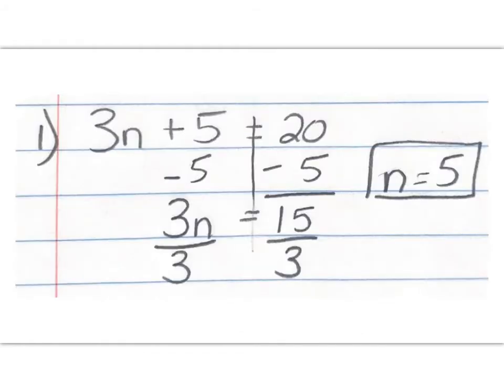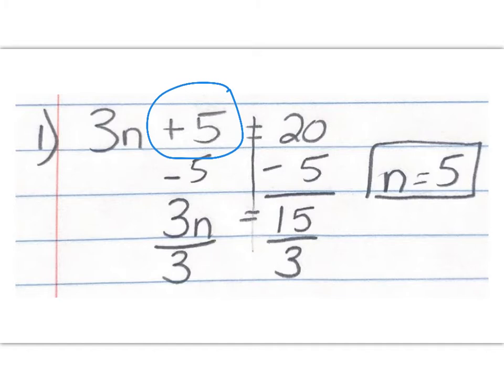Problem number 1, I have 3n plus 5 equals 12. Our first step that we need to do is get rid of our constant. So if you look on your screen, your constant is a positive 5. So how do I get rid of a positive 5? I have to take the inverse or opposite, which would be minus 5.